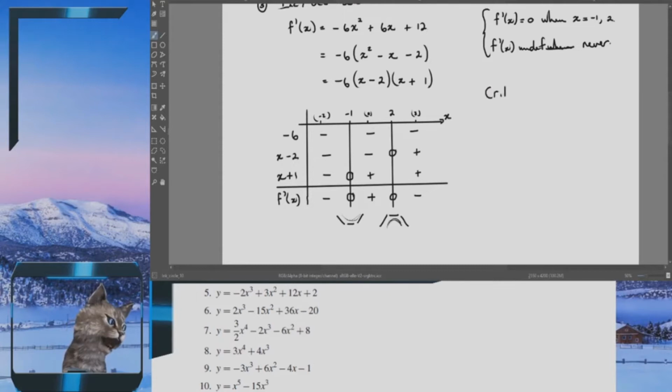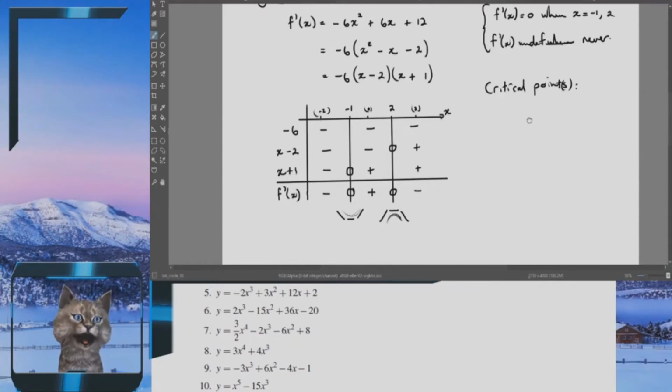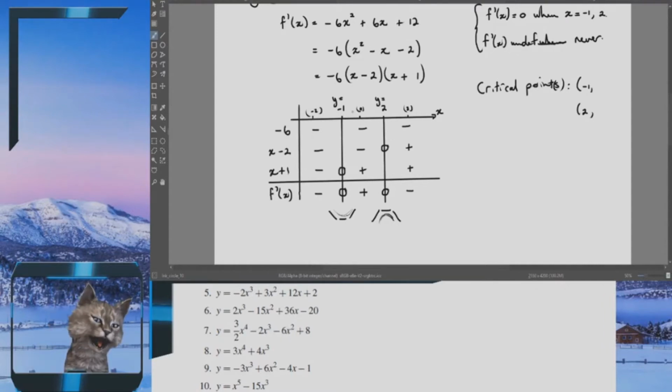The last thing I might want to do is to list the critical points. Now, critical points, I have to have an actual point on my graph. My function has to be defined at these x values, but they certainly are for both. My function is defined. I just need to find the corresponding y values. Alright, so when x is negative 1, we want to find the corresponding y value.